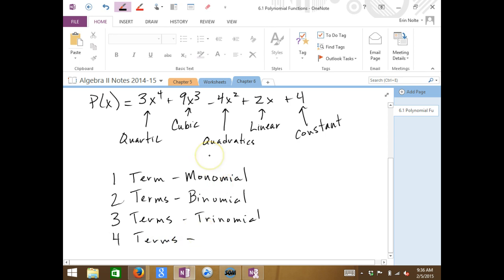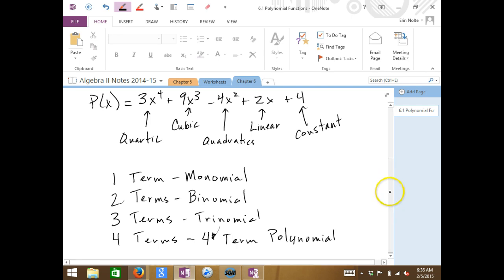Four-nomial? Actually, that's pretty close. So this is where they get lazy and they just call it a four-term polynomial. They only go as high as 3 and then they get lazy and just say, oh, it's a 5-term polynomial. It's an 8-term polynomial.